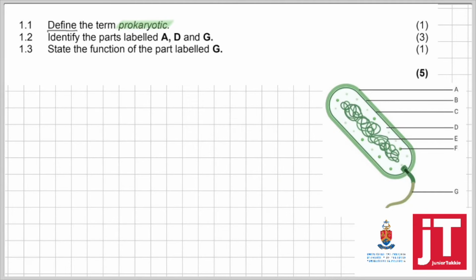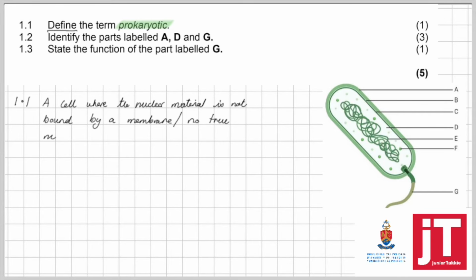Okay, the first question, 1.1, asks us to define the term prokaryotic. Okay, and if we've studied our work well, we'll know that a prokaryotic cell is where we have nuclear material that is free inside the cytoplasm. It's not bound by a membrane, so we can refer to a prokaryotic cell as not having a true nucleus or not having genetic material that is bound by a membrane.